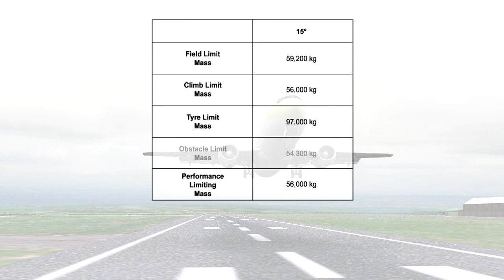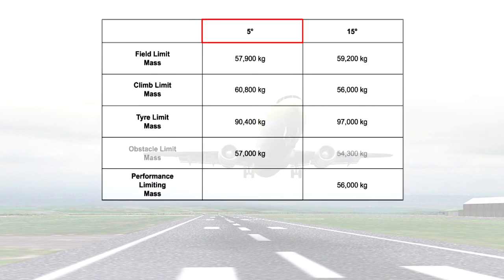However, our example uses a flap setting of 15 degrees. Shown on screen are the limiting masses using 5 degrees flap setting. From the list of masses for 5 degrees flap, you can see that the lowest mass is the obstacle limit mass. But remember, the aeroplane can be heavier than the obstacle limit mass so long as the aeroplane clears the obstacle by a minimum horizontal margin. So again, this mass can be excluded from the list of limiting masses.